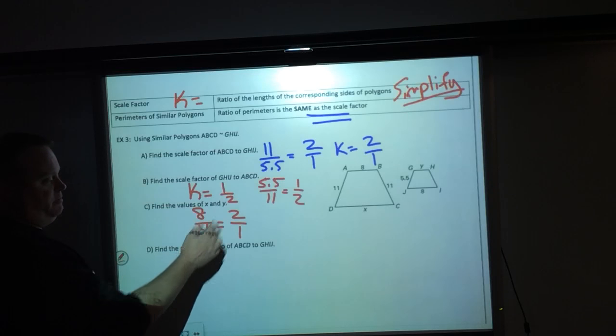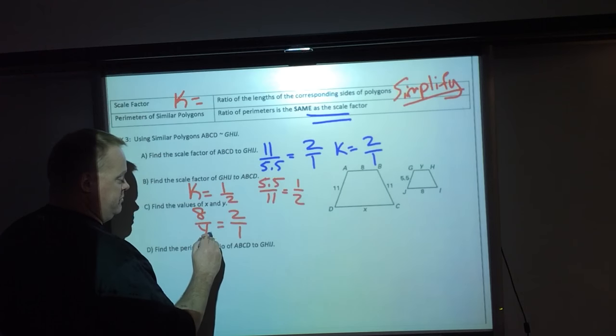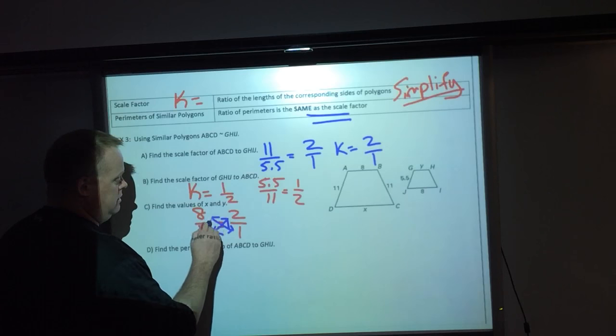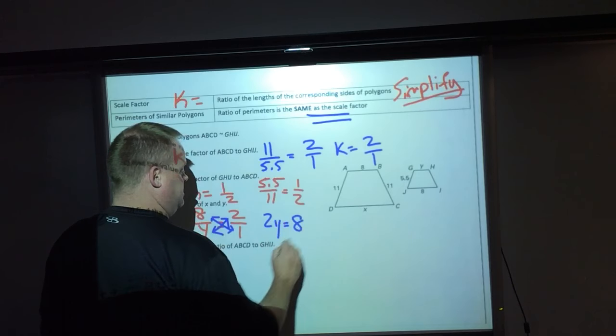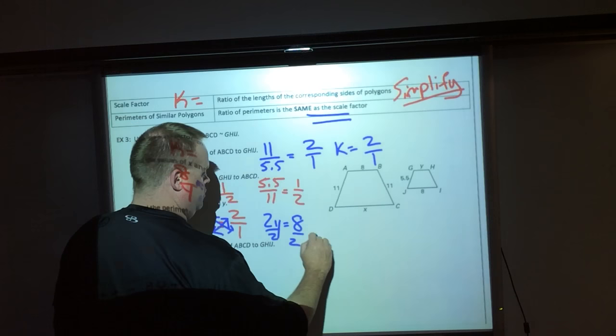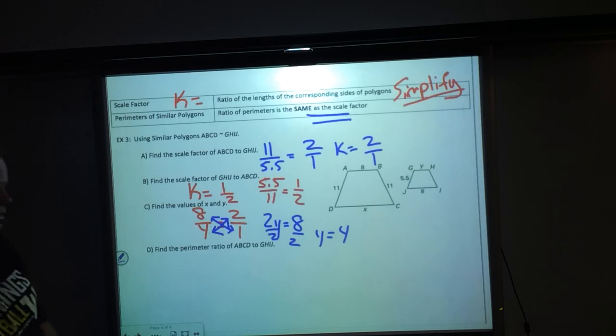Now it's pretty easy numbers. Cross multiply, remember, solving proportions. So what do I have? I have 2y equals 8. Divide by 2, y is going to be equal to 4. So I found that one.